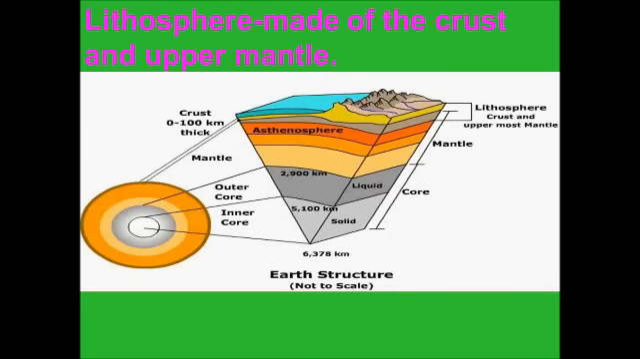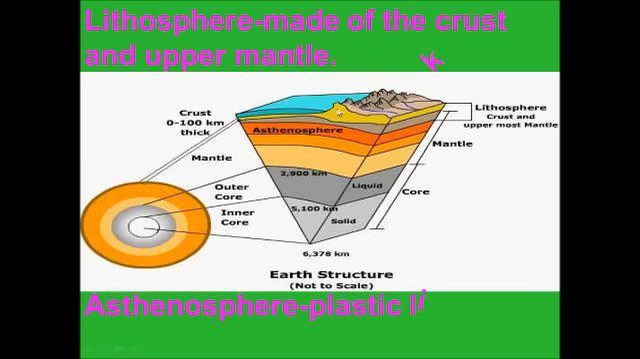The lithosphere is made of the crust and the upper mantle. This is what it looks like. It's the upper portion. What separates the lithosphere from the rest of the Earth is something called the asthenosphere. The asthenosphere is just a plastic-like layer where it's turning from a solid portion to a liquid portion.